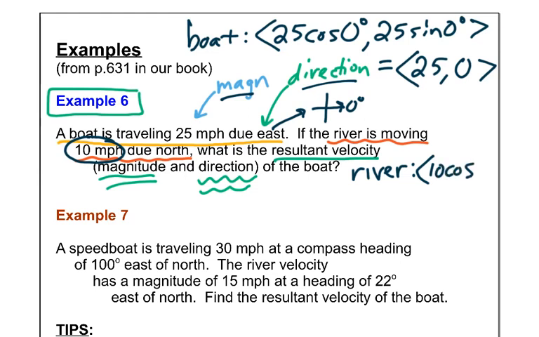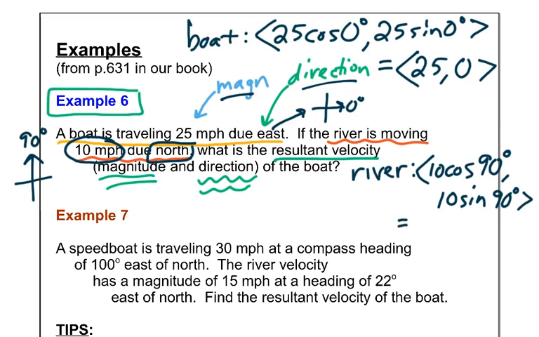They said that the river is moving north. And thinking about north, how many degrees is north? There it is. So we'll do magnitude cosine of the direction angle, comma, magnitude sine of the direction angle. And again, because this is 90 degrees, this is pretty easy to do without a calculator, just using a unit circle. The cosine of 90 is 0, so 10 times 0. And then the sine of 90 is 1, so 10 times 1.